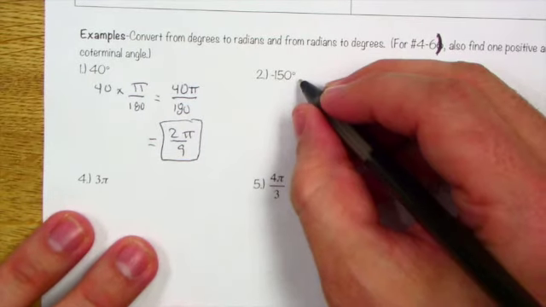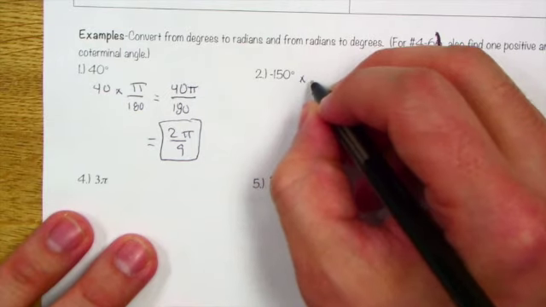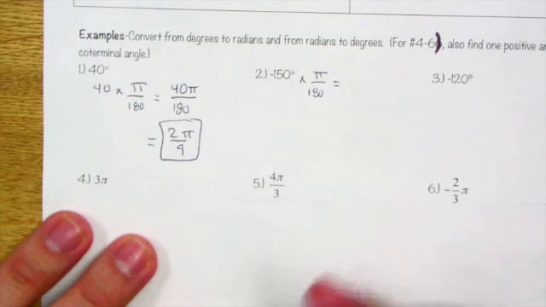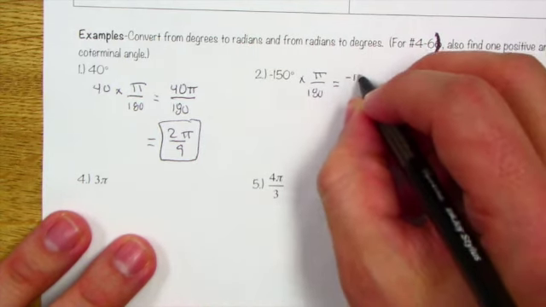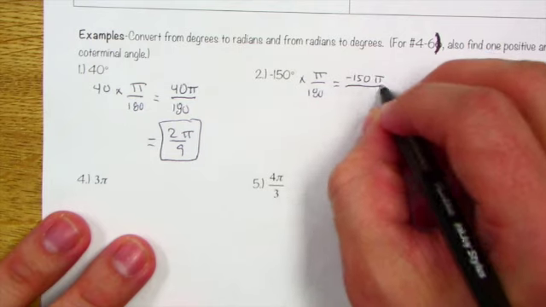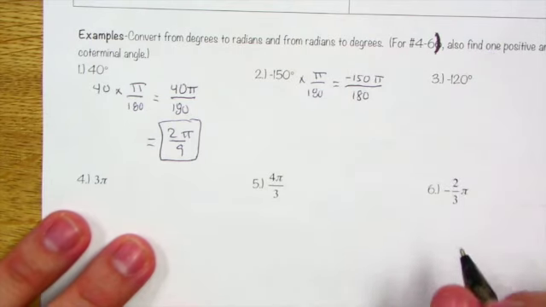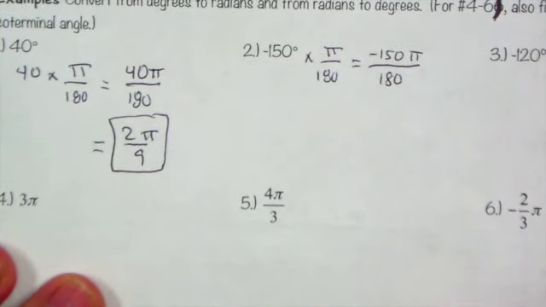I could do the same thing here. So again, I multiply by pi over 180. Remember that pi doesn't actually get calculated here, it just attaches itself. So it's negative 150 pi over 180. And now I want to reduce negative 150. Let me zoom in here, a little better view.